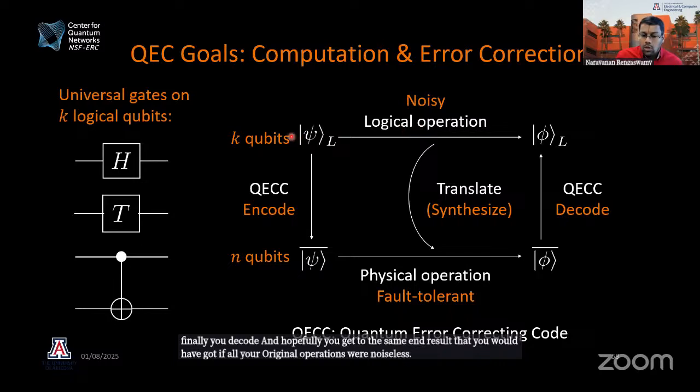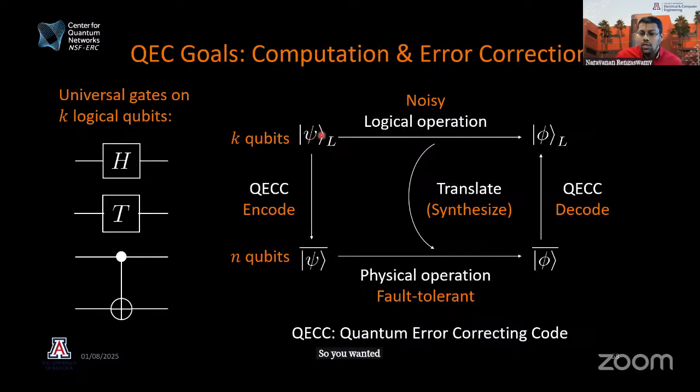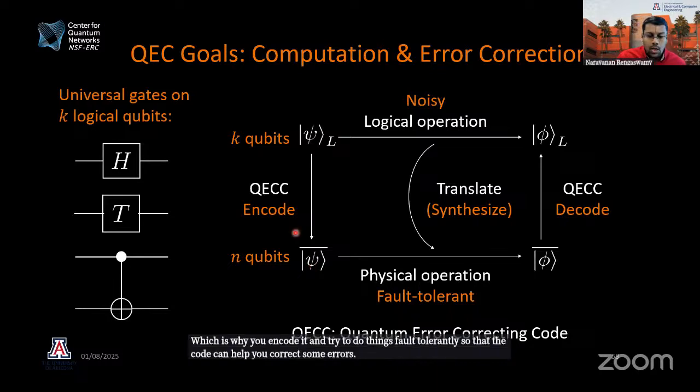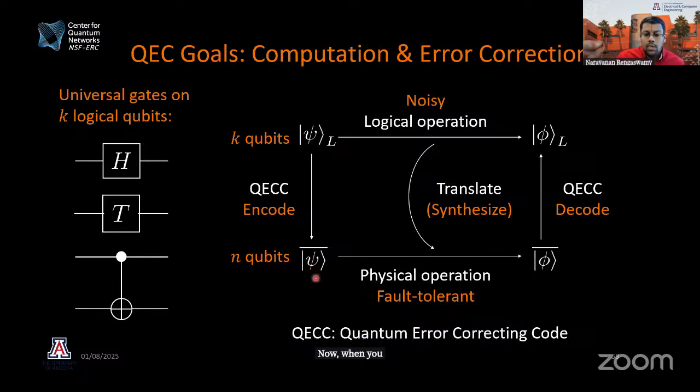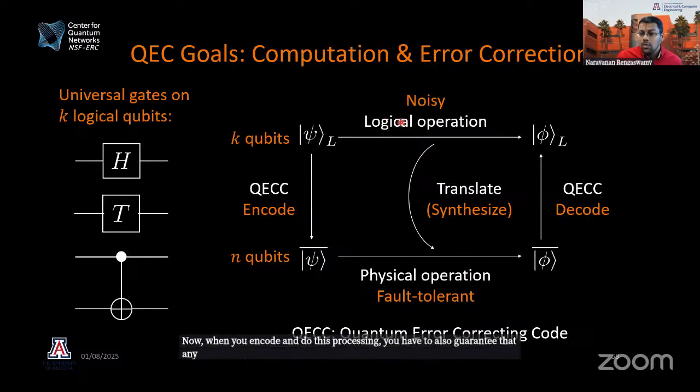So you wanted to do some processing on the information you had, but these logical operations are noisy if you implement it in the lab, which is why you encoded and try to do things fault tolerantly so that the code can help you correct some errors. Now, when you encode and do this processing, you have to also guarantee that any logical operation on these logical qubits can actually be performed by physical operations on the physical qubits.